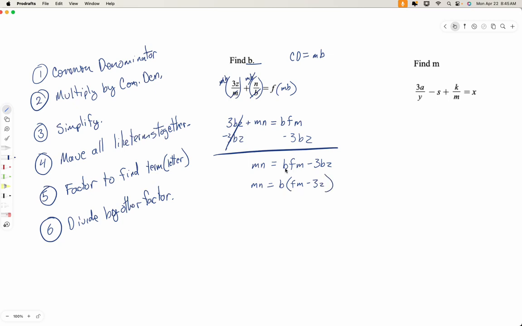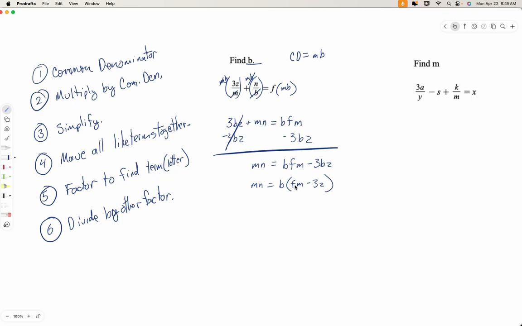All I did was I took the b out of both of these terms, and if I were to multiply b times this, I'd get this. B times this, I'd get this, right? So you can see how I just separated it out. I factored it out, and that was step 5.